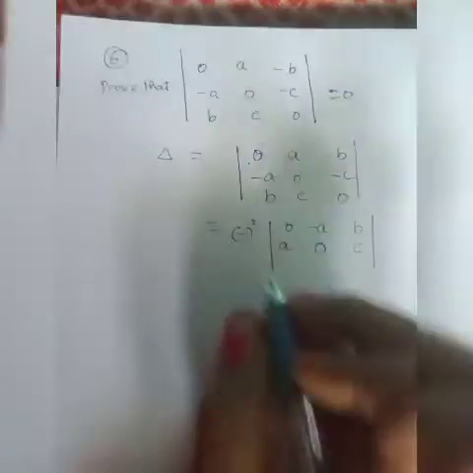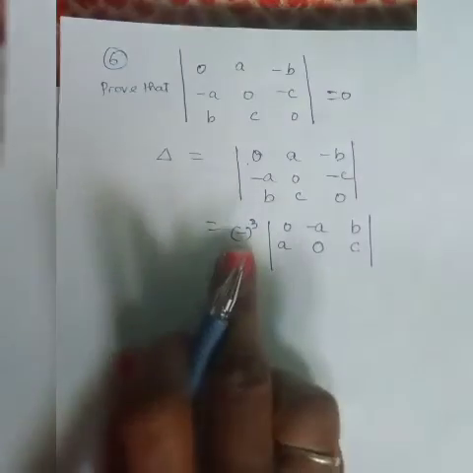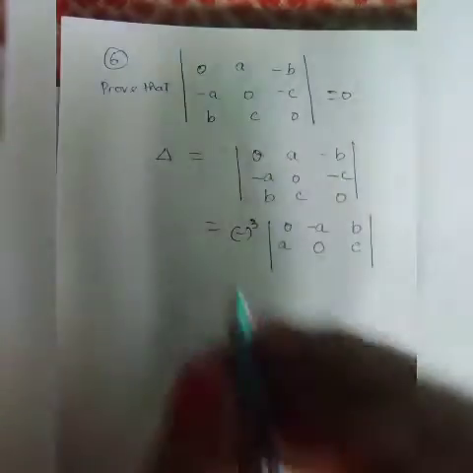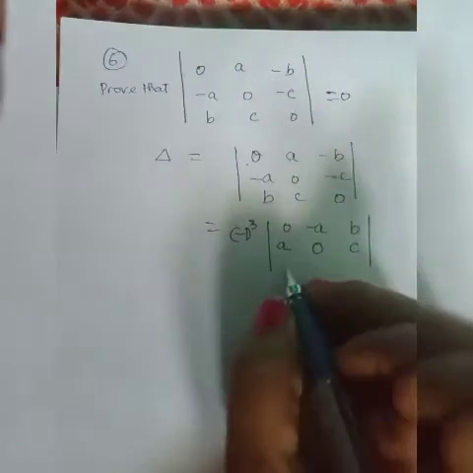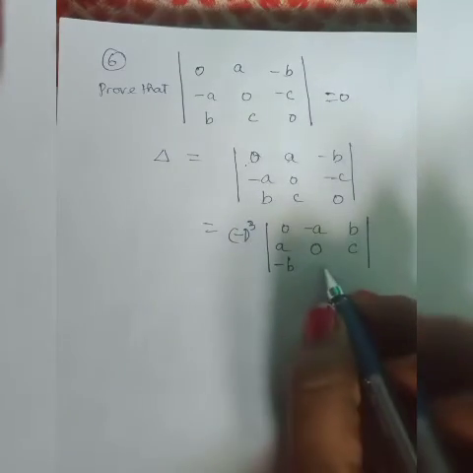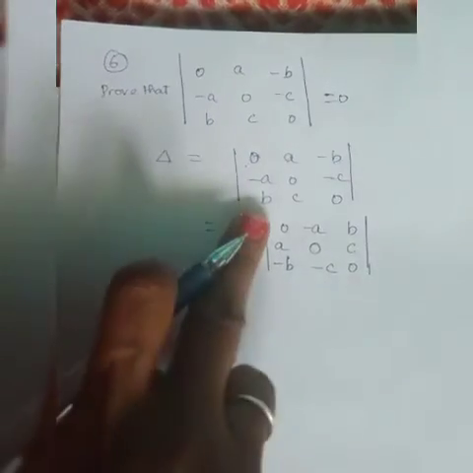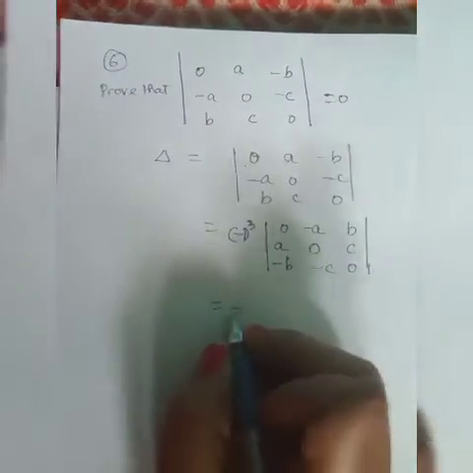From the third row also, let me take minus outside. So this becomes minus the whole cube. Minus 1 or minus 1, the whole cube. So minus B plus B becomes minus B, minus C and 0. Now minus the whole cube, 3 times minus is minus.